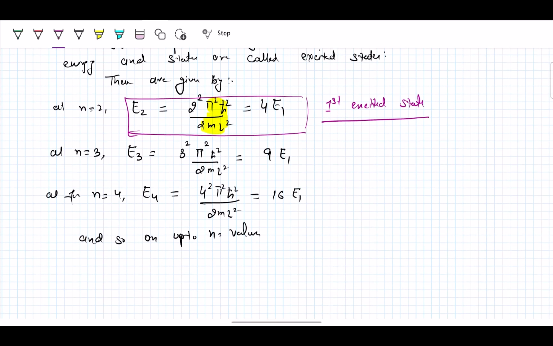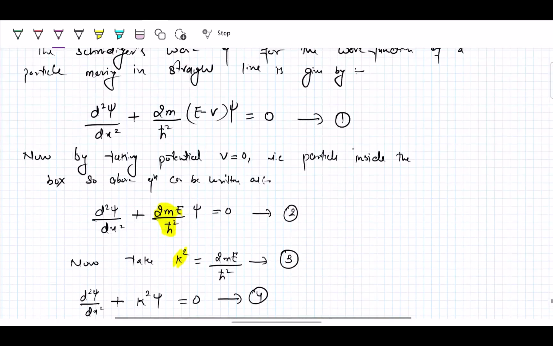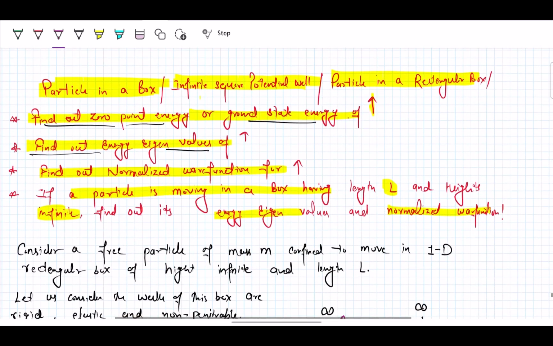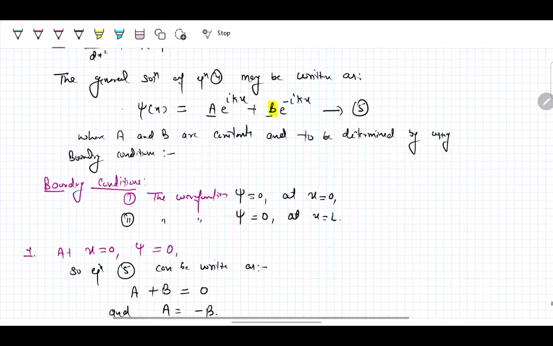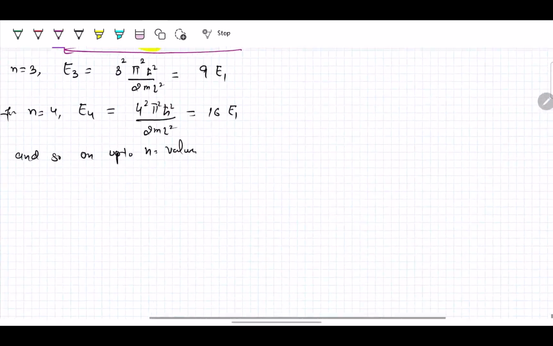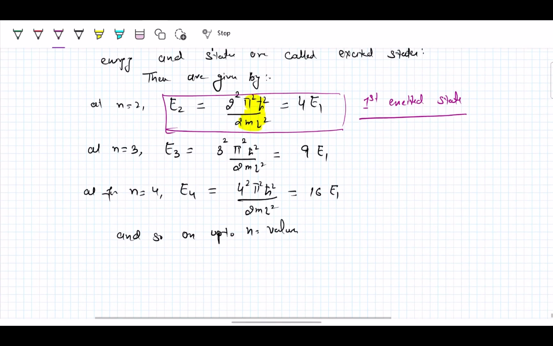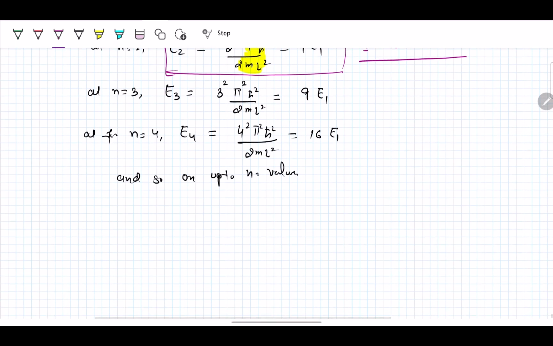Okay, we are still left with the last question related to this, that is what we need to find: the normalized wave function. So let's find the condition for the normalized wave function. Let's talk about the normalized wave function.